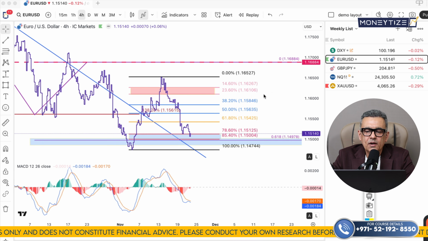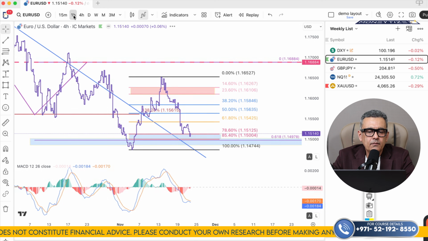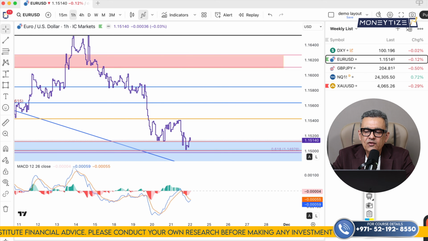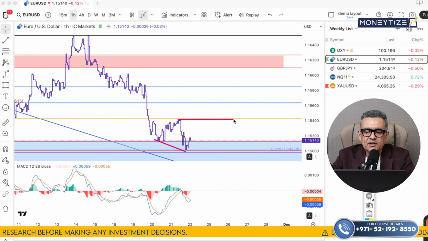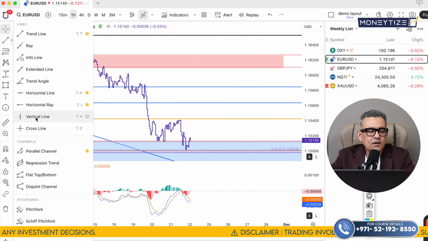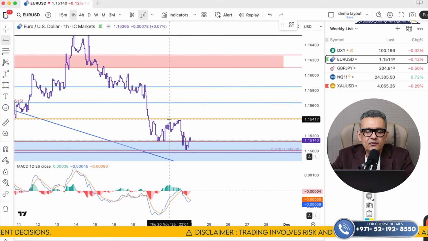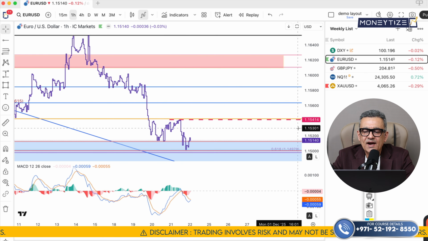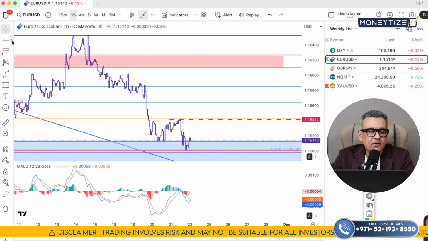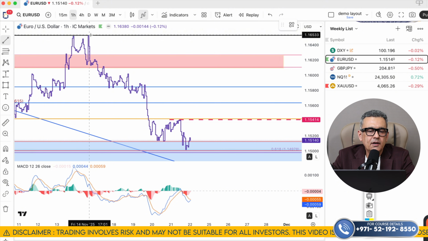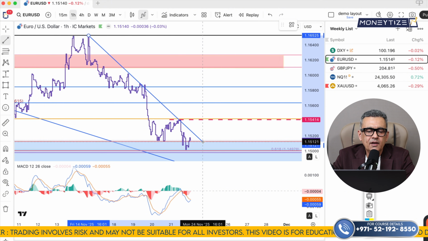Switching to 1 hourly frame now. Now on the 1 hourly frame, I can clearly see signs of exhaustion. We can see bullish divergence is building up. Now this would be a break of structure for the buyers. So let's apply a break of structure line here. So 1 hourly chart, buyers, they need to clear the resistance at 1.1540 or 41. Alternatively, if you want an early confirmation, you can apply a trend line here.